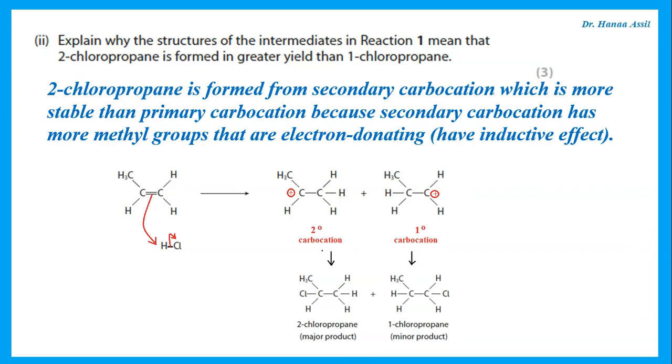and the methyl groups are electron donating, or we say they have an inductive effect. So usually the hydrogen, when we do this kind of reaction, the hydrogen is added to the carbon on the end, and the Cl or whatever we're adding goes to the carbocation in the middle, because that is usually a secondary or a tertiary, which is more stable than a primary carbocation.